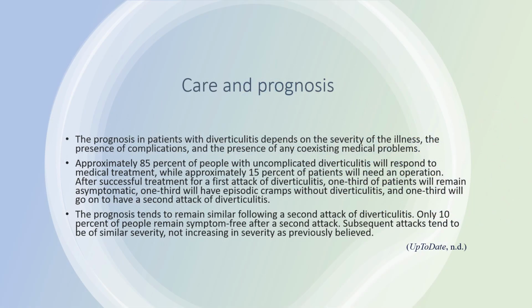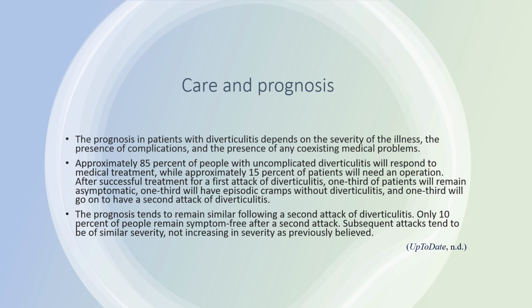So for care and prognosis, the prognosis in patients with diverticulitis depends on the severity of the illness, the presence of complications, and the presence of any coexisting medical problems. Approximately 85% of people with uncomplicated diverticulitis will respond to medical treatment, while approximately 15% of patients will need an operation. Now, after successful treatment for the first attack of diverticulitis, 1/3 of patients will remain asymptomatic.